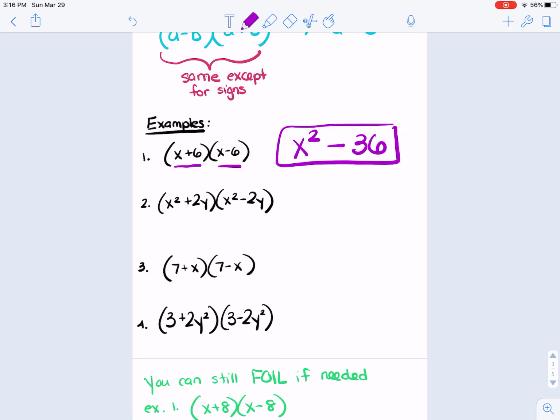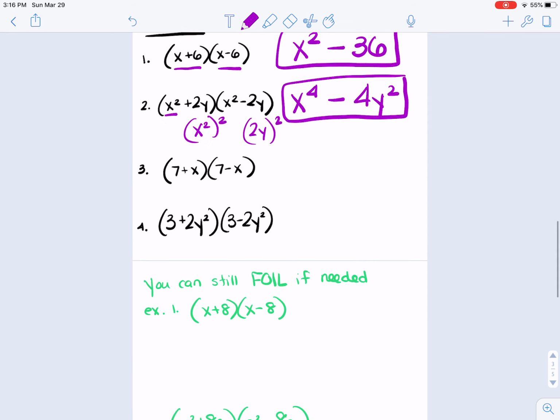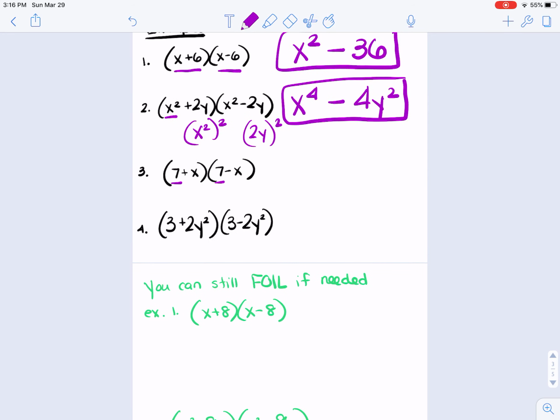Let's take a look at the next one. The first term, x squared. So I want to square x squared. That gives me x to the fourth. The second term is 2y, and I'm going to square that. That gives me 4y squared. Again, it's always going to be a subtraction sign in between. The third one, my first term, 7 squared is 49. My second term is x, and when I square that, I get x squared, and again with the subtraction sign.